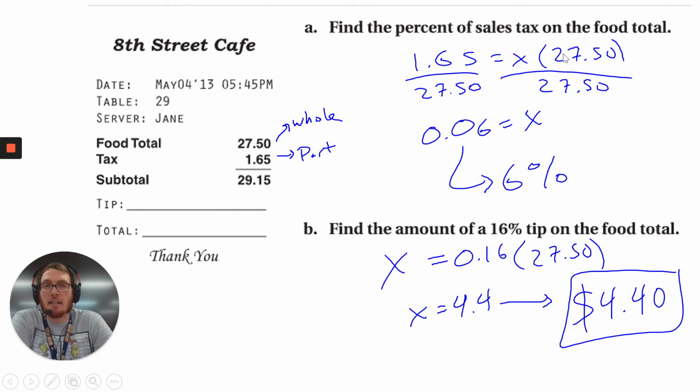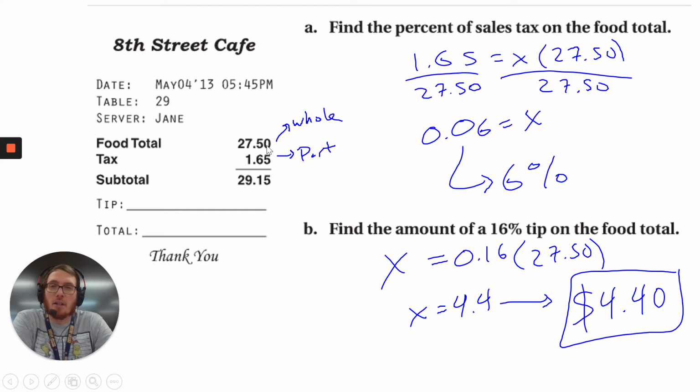So to find x, I'm going to divide by 27.50 and I get 0.06, which is 6%. Now, please make sure you know that sales tax in Indiana is 7%. Okay, since you live in the state, that'd probably be a good thing to know. The next question says find the amount of a 16% tip on the food total.